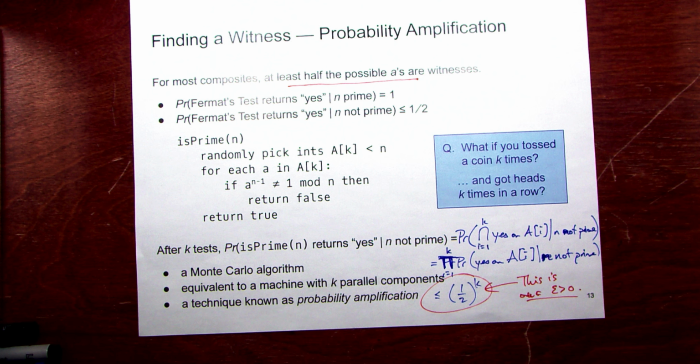No, epsilon is 1 over 2 to the k. It's not just 1 over 2. I don't think we would be happy with just a half, right? But 1 over 2 to the 100, maybe we'll be happy there, or 2 to the 200.